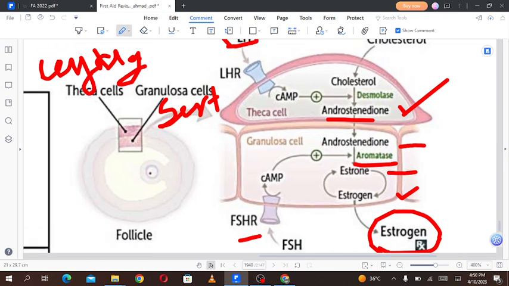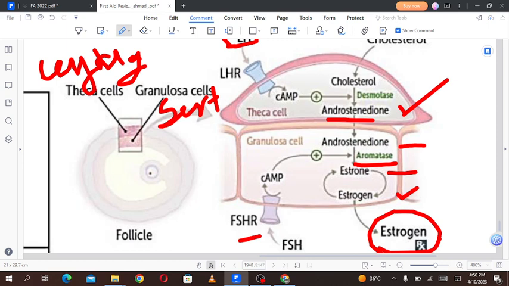So I want to mention one more point. If we go to the male physiology, luteinizing hormone was stimulating the Leydig cells, right? Luteinizing hormone was stimulating the Leydig cells to produce testosterone. Now, since theca cells are the female counterpart of the Leydig cells, in the female body, luteinizing hormone will stimulate the theca cells, and they will also be producing androstenedione, that is an androgen. Okay, end of the story.